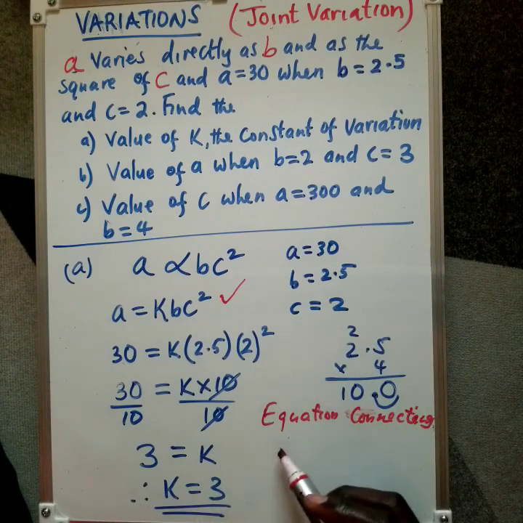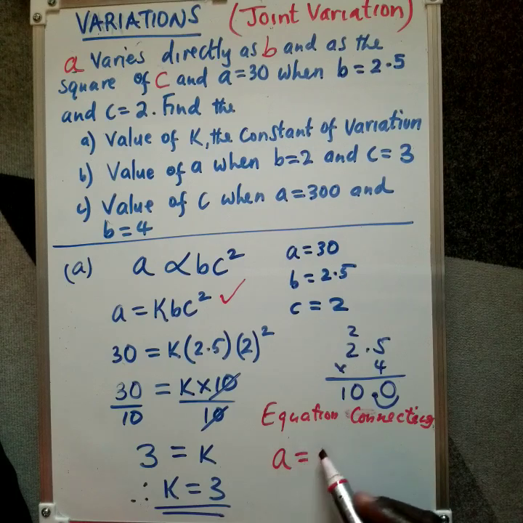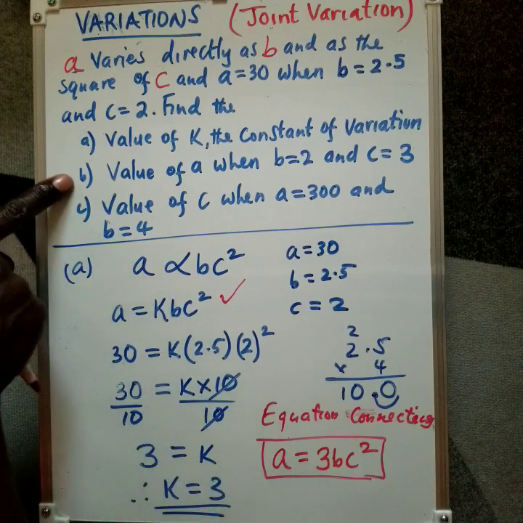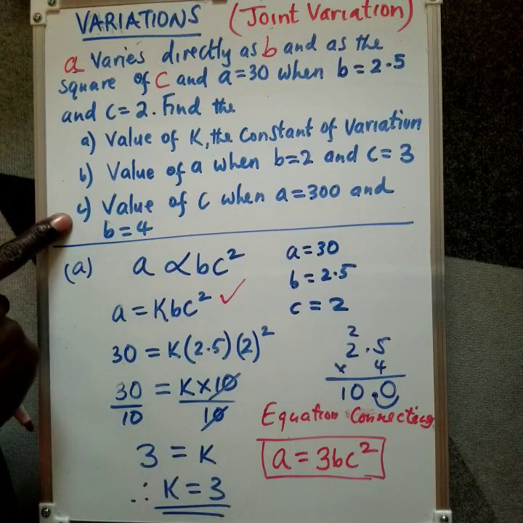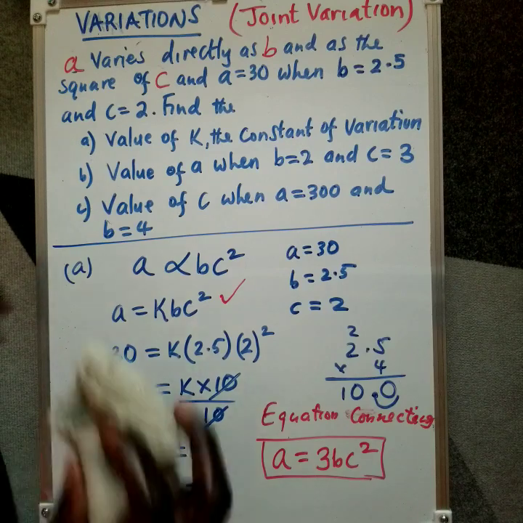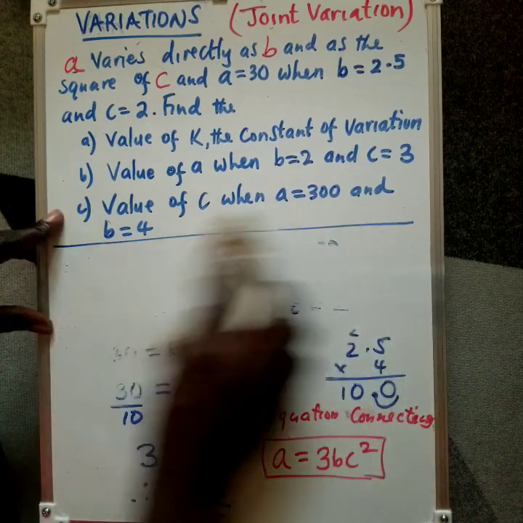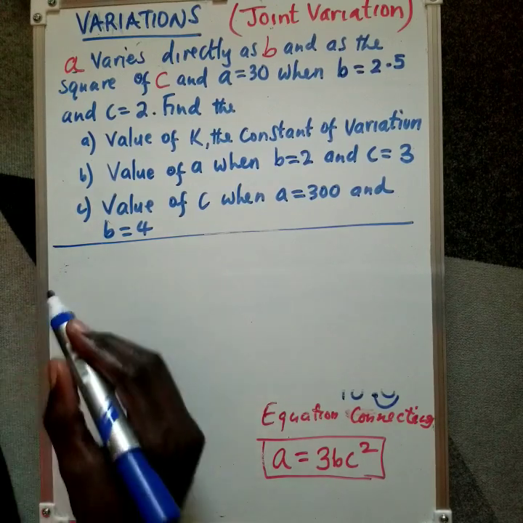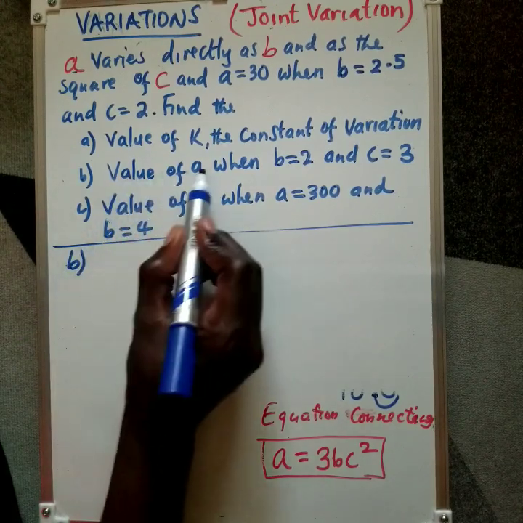So in my case, it is going to be A is equal to K, which is 3, BC squared. So this is the equation connecting A, B, and C. And it is this equation that you're going to use in order to solve for B and C. So let's see how we can actually go about that. Right? So allow me to just erase that. So according to the B part, it says the value of A.